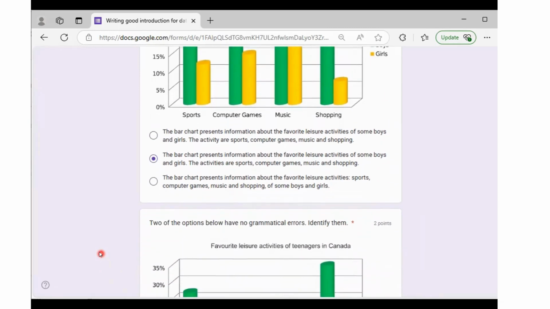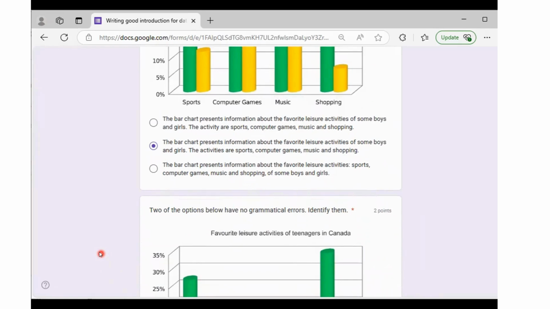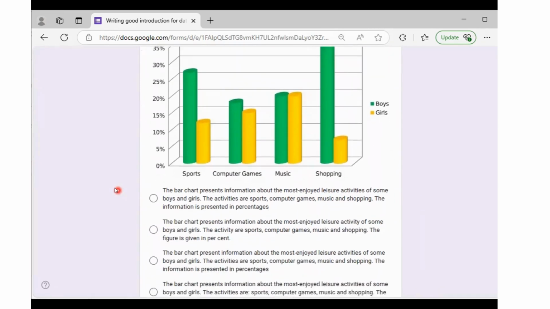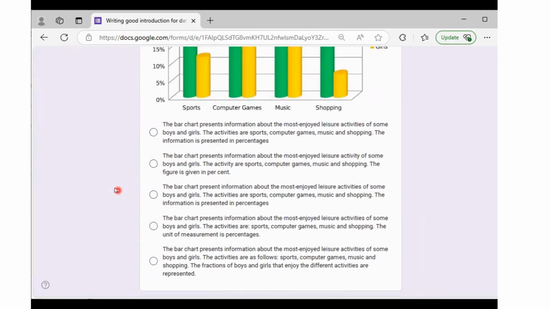So you see, with a 2-sentence introduction, the risk of grammar error is usually very, very low. So just keep to that. Look at this next one. Two of the options below have grammatical errors. Identify them. So we need to identify the 2 options that have grammatical errors.